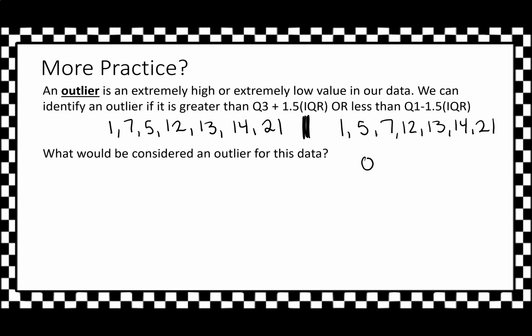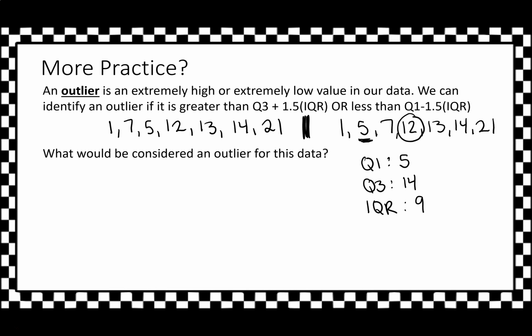Let's go ahead and find my Q1, my Q3, my IQR. First of all, looks like my median is this, so my Q1 will be 5. My Q3 is a 14. And what's 14 minus 5? That is a solid 9.